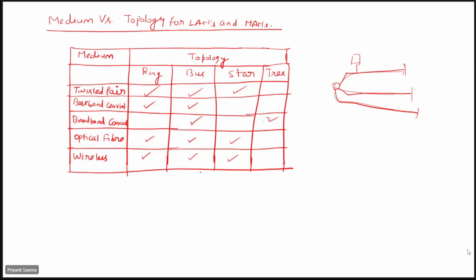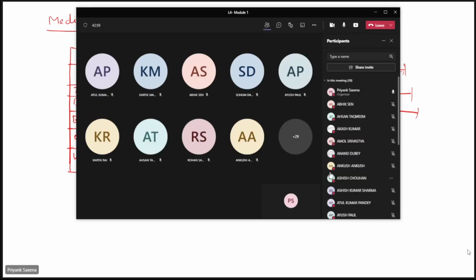Now the question arises, why can the baseband coaxial not be used for tree topology when it is used for bus? Why not for tree?